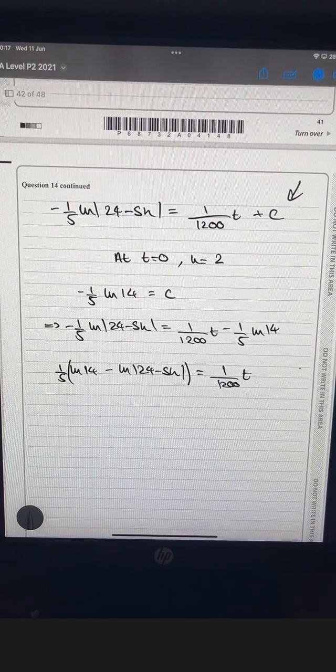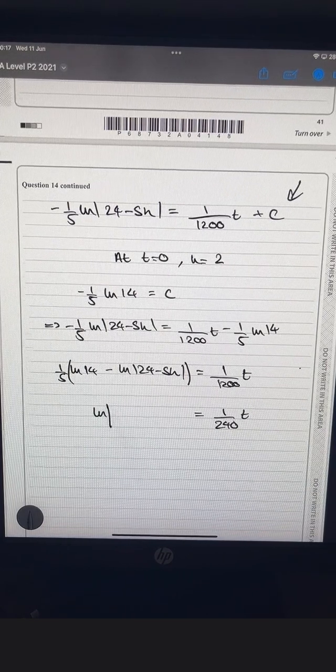All right, so now I could multiply both sides by 5. So this would be equal to 1 over 240 t. And I can evaluate this natural log using my log laws, right? So if I'm subtracting, I do the first divided by the second. So this is ln of big modulus 14 divided by the second log thing, and I get that, all right?